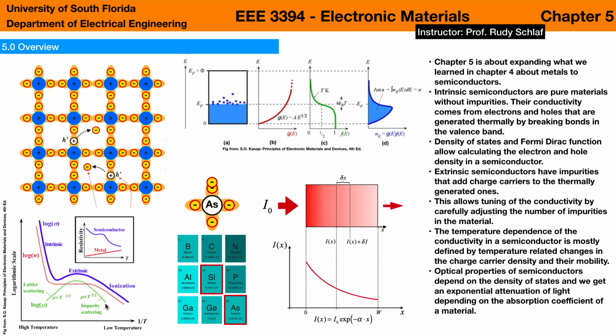And finally, at the end of the chapter, we will look into optical absorption. And here we will find that the attenuation of light through a semiconductor material, or in general through a material, depends on an exponential function which is called the Lambert-Beer law.